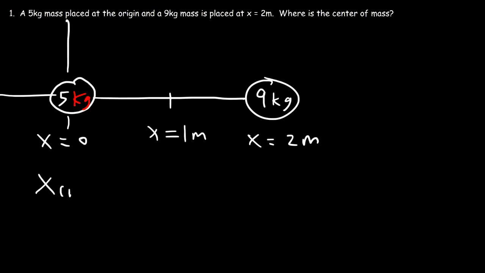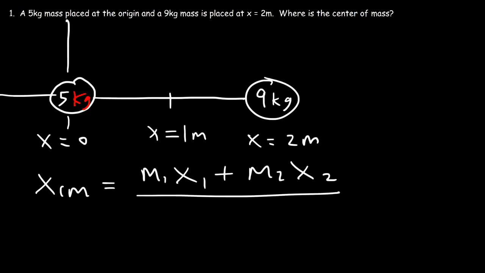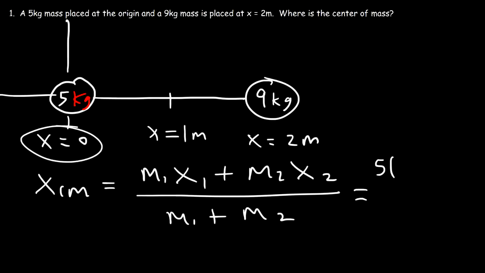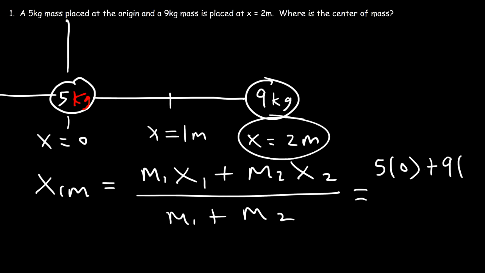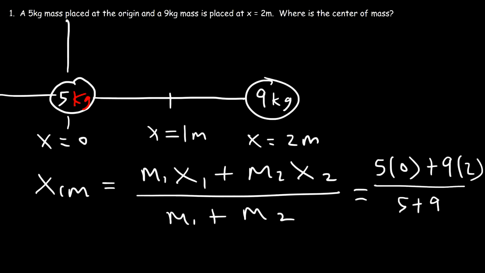To calculate it, you can use this equation. It's the mass times the position of each particle. It's the sum of those values divided by the total mass. So in this example, M1 is 5, and the position of M1 is 0. The second mass is 9, and its position on the x-axis is 2. And then we need to divide it by the total mass.